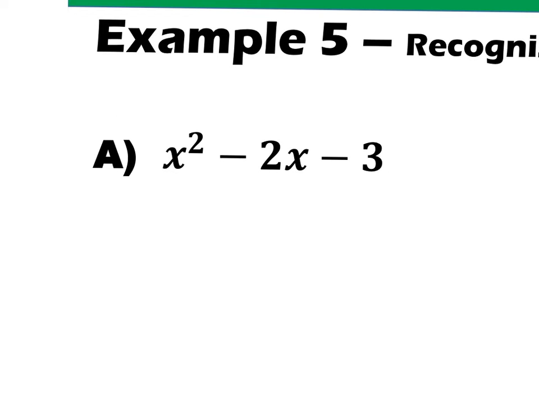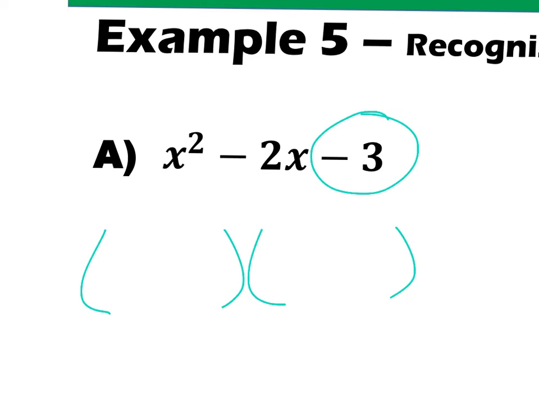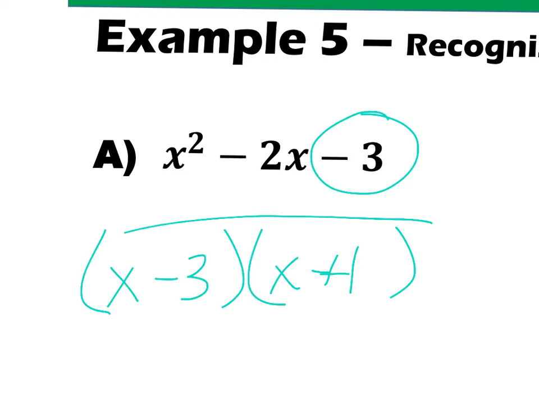What do I know about this trinomial? Is A 1 or is A bigger than 1? A is 1. So this is easy. What times what gives me a negative 3 when I multiply, but a negative 2 when I add? Negative 3, positive 1. Good.